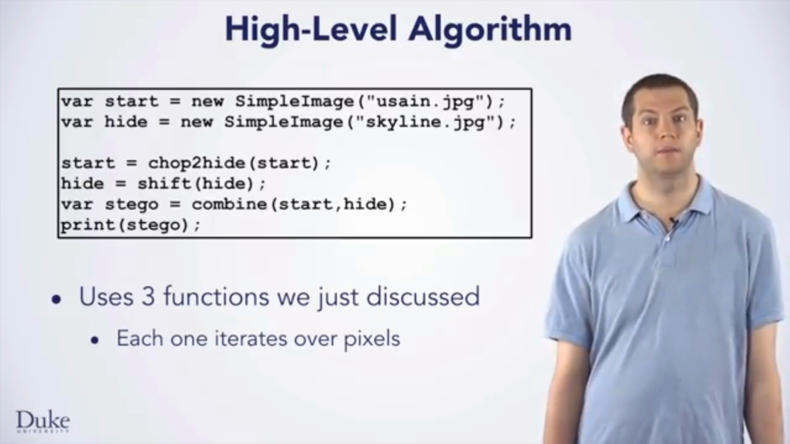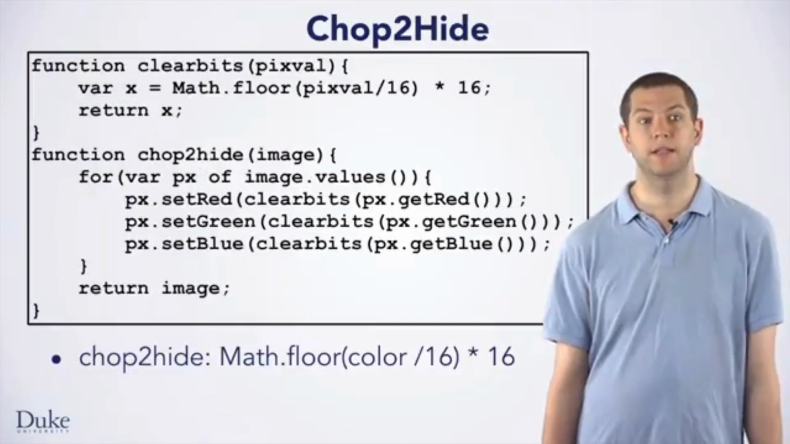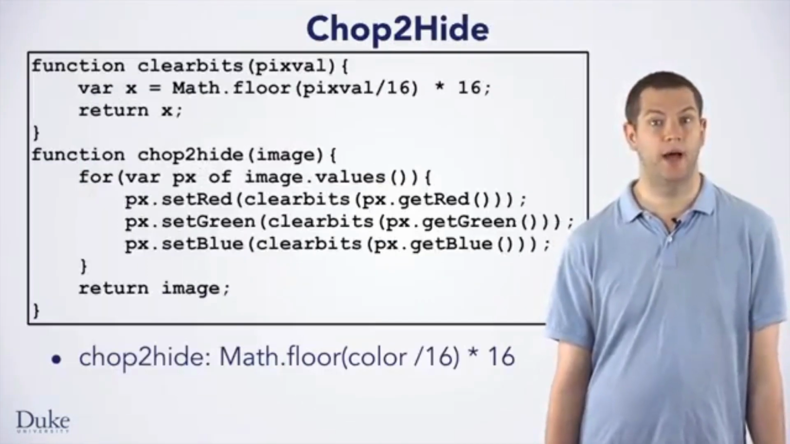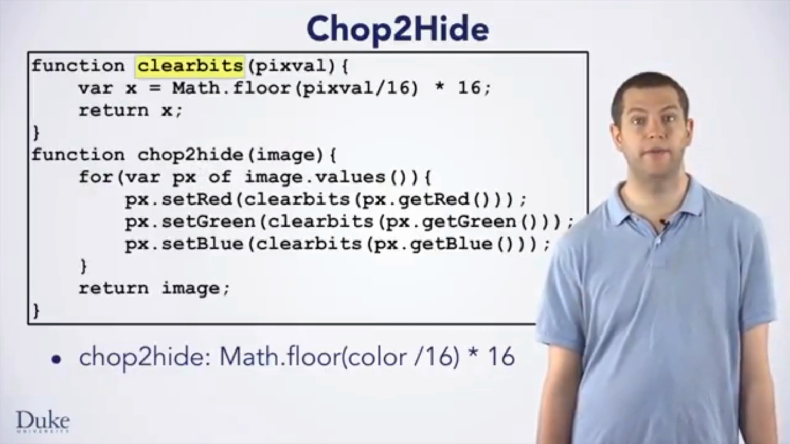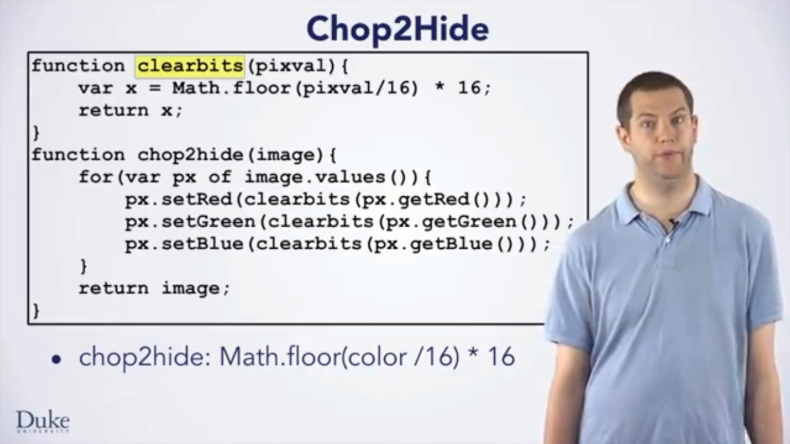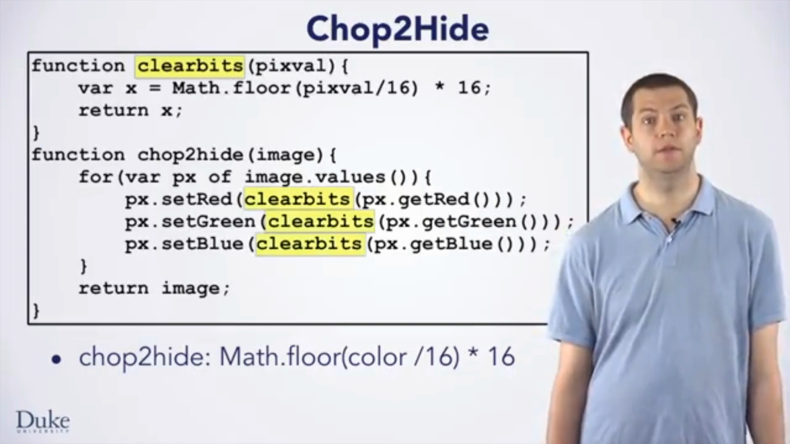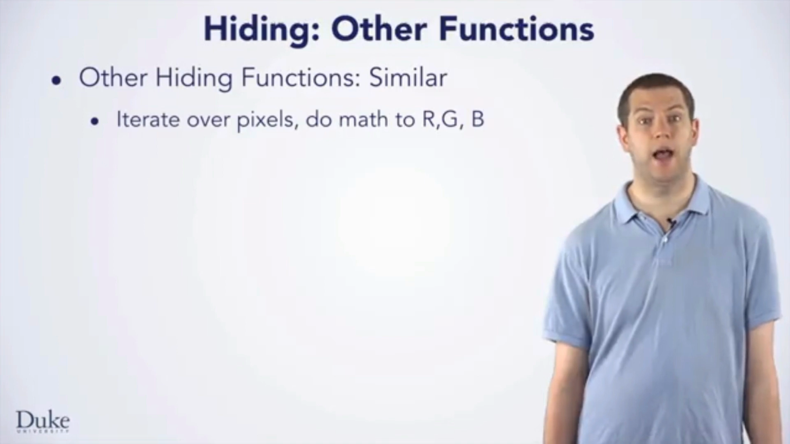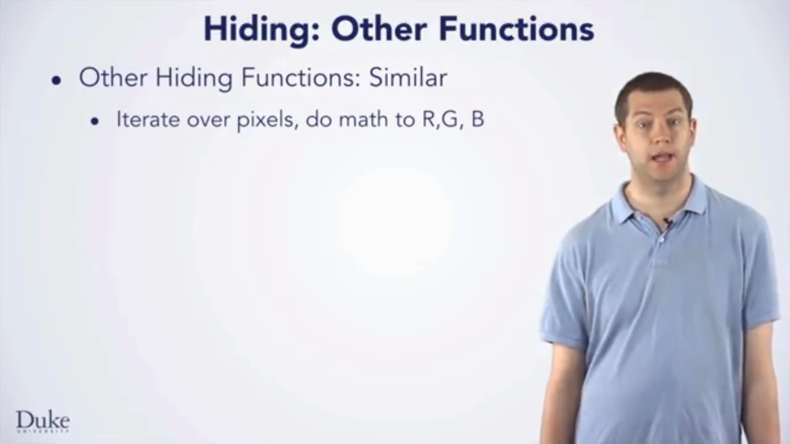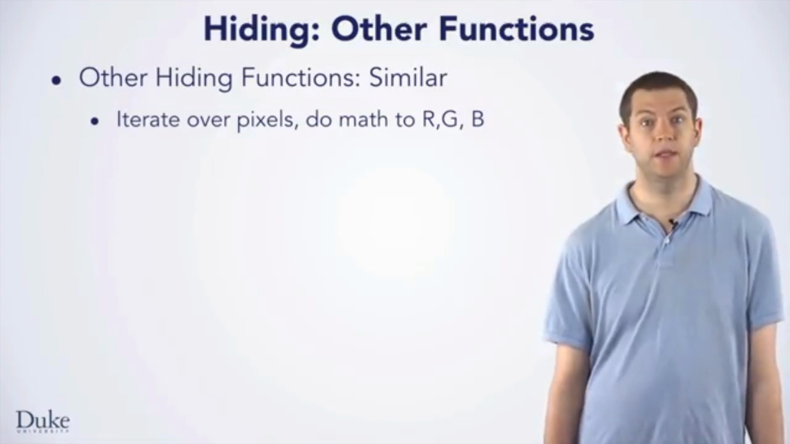Having seen the algorithms for each of these functions, you could translate them into code. For example, here is the chop2hide function. You can see here where we decided to pull out the actual math into its own helper function and call it for each of the red, green, and blue components. The other functions to hide would be similar. As we discussed, you iterate over the pixels of the image and do the math we previously described.